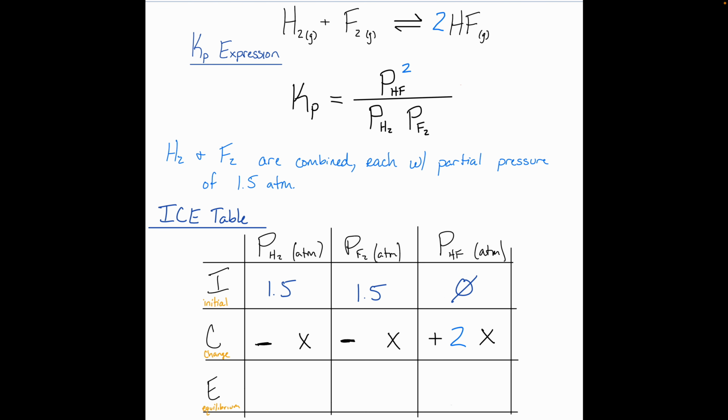For our equilibrium box, we just sum up those two rows. So that would be 1.5 minus x, 1.5 minus x, and 0 plus 2x is just 2x.